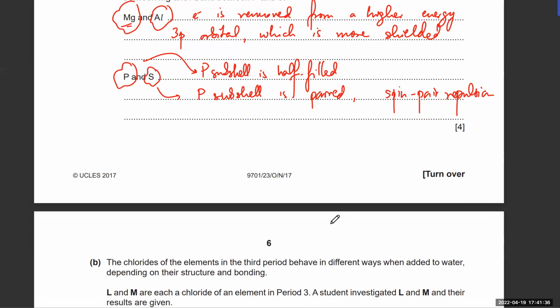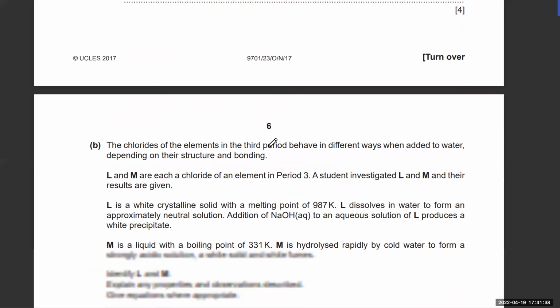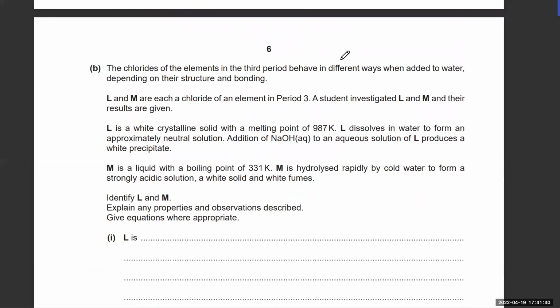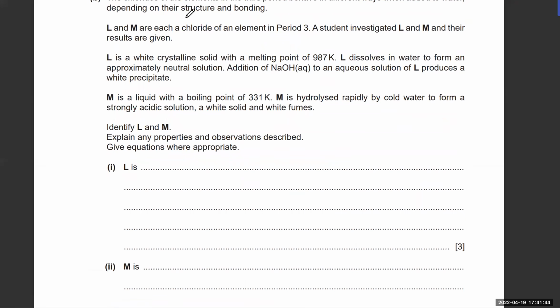Now the next one: the chlorides of elements in the third period behave in different ways when added to water, depending on the structure and bonding. L and M are each a chloride of an element of period 3, and they are studied. L is a white crystalline solid with a melting point of 987 kelvins. Is this an ionic chloride or a covalent chloride? L.